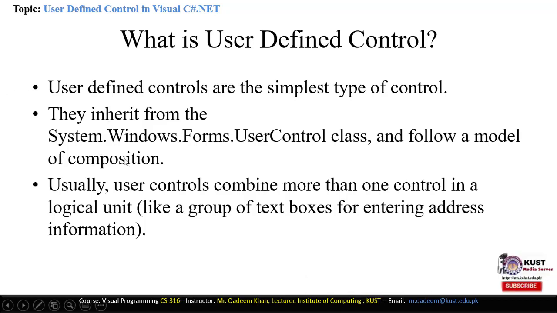In composition, one class has one or more associations or references to other objects in that class. For example, in one class we declare one or more objects, and then through the objects we can access the functions of the other classes. Composition is also called an association, in which we have multiple associations with other classes.